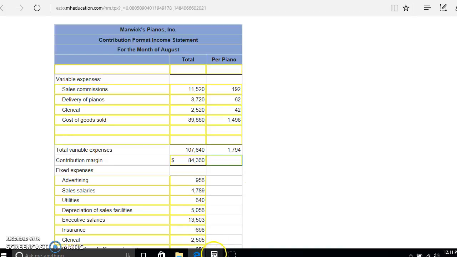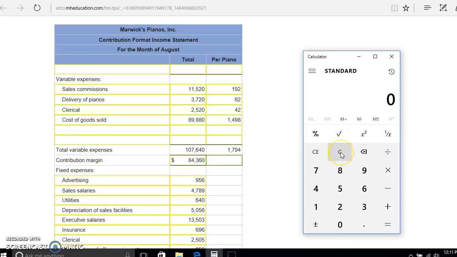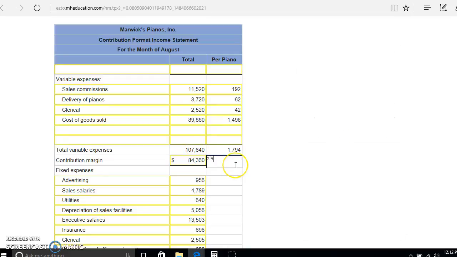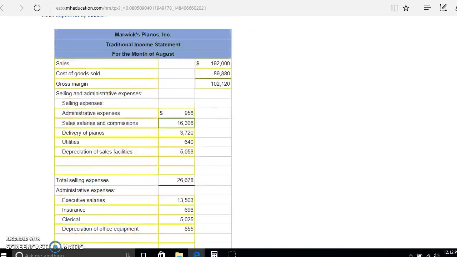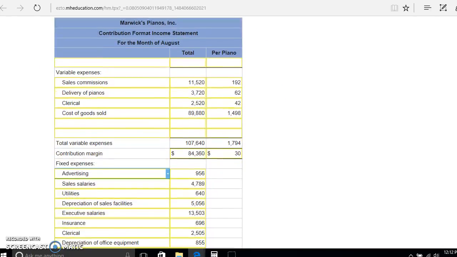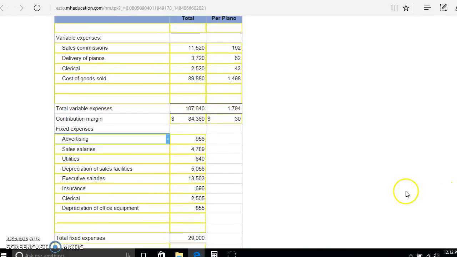Okay, so let's figure out what it is per piano. So 1,794 divided by the 60 that we sold, so 29.90, or $30, is our cost per piano. So this basically is the homework problem. I think it's pretty tricky. One of the most important things to understand though is this contribution margin. So again, if you have any questions, let me know. Thanks.